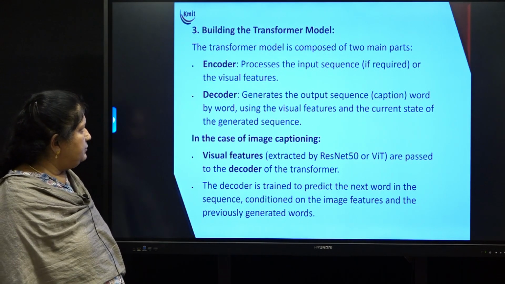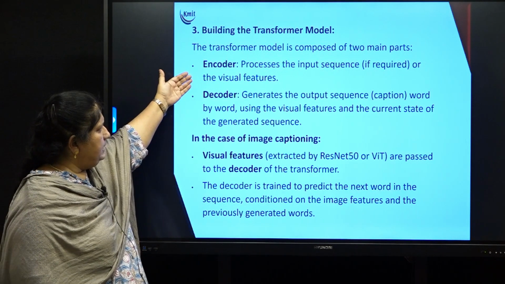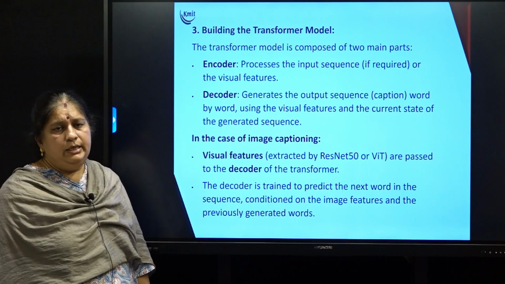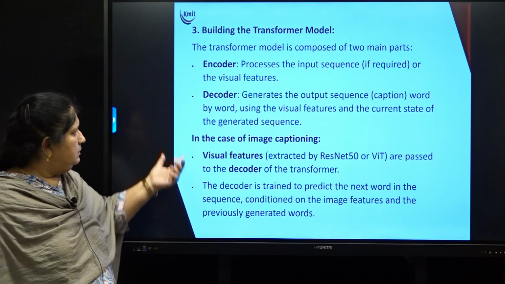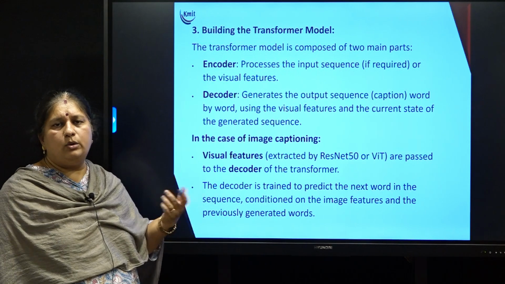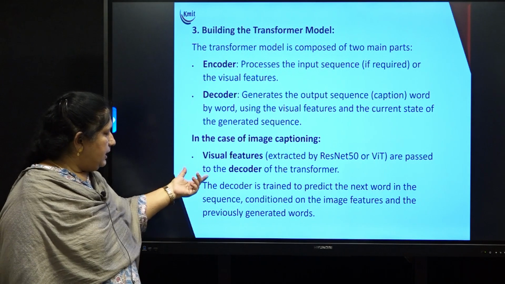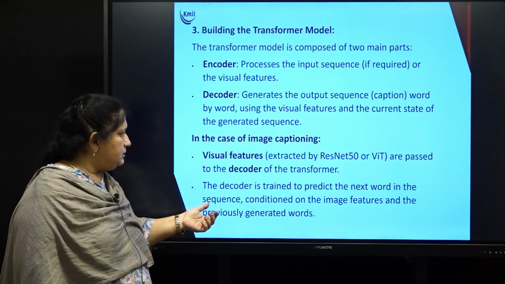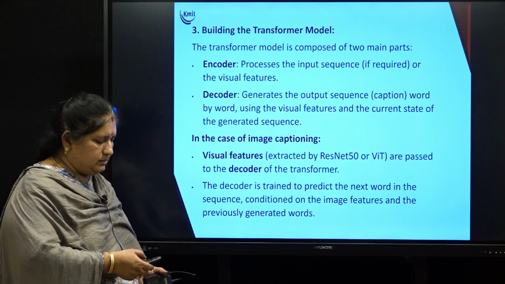Then, what is building the transformer model? It is composed of two parts. One is the encoder, the other one is the decoder. What is the encoder trying to do? It takes the input sequence or the visual features. The decoder generates the caption for it by taking one word as a prompt input. In the case of image captioning, we pass the visual features to the encoder and the decoder is trained to predict the next word in the sequence.